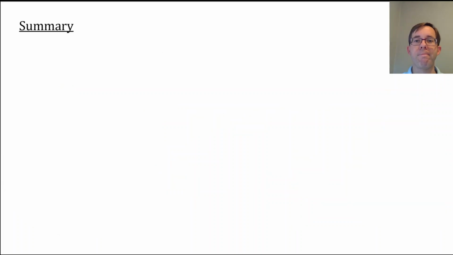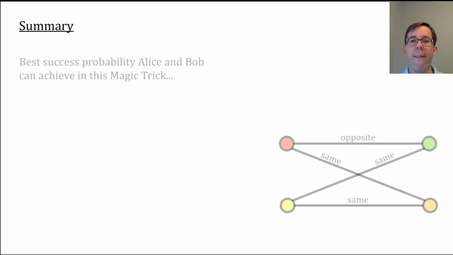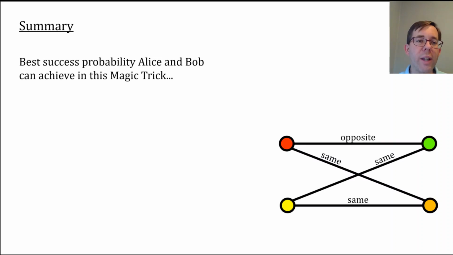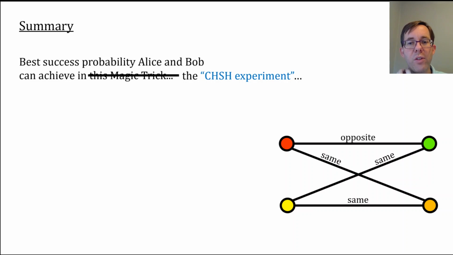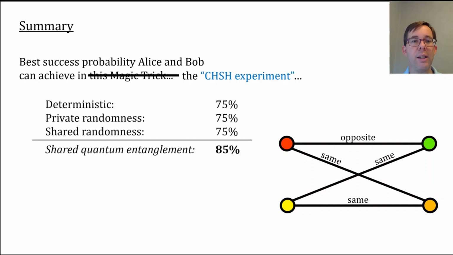So let me summarize all that we've seen so far about the best success probability that Alice and Bob can achieve for this magic trick. Actually, let me first tell you the real name of this magic trick. It's not called the magic trick. This is called the CHSH experiment, or the CHSH game. And I'll say a little bit more about its history in just a few moments. In any case, we saw that if Alice and Bob behave deterministically, they can succeed with at most 75% chance. If they have private randomness, they get at most 75% chance success. If they have shared randomness, they get at most 75% success. But if they can share quantum entanglement, they can succeed with probability at least 85%.